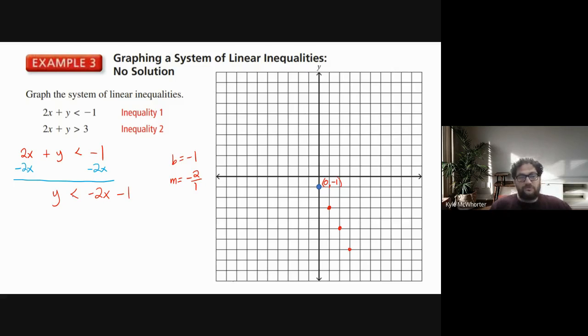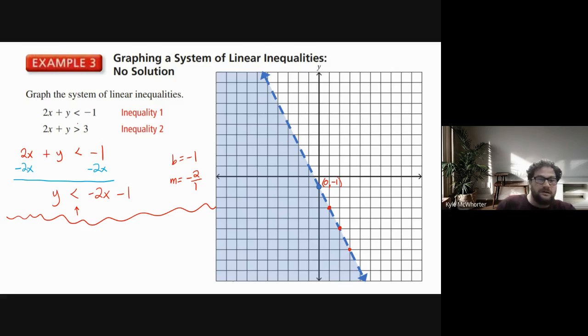Okay, now when we draw the line, we need to look at our inequality sign here to determine if we're drawing solid or dashed. Solid is if it has the equal to line under it. This one doesn't, so this one's going to be dashed. And for y to be less than something, that means it's below, so we're going to shade below this line. So that is the first inequality all graphed up. Now let's do the second one.